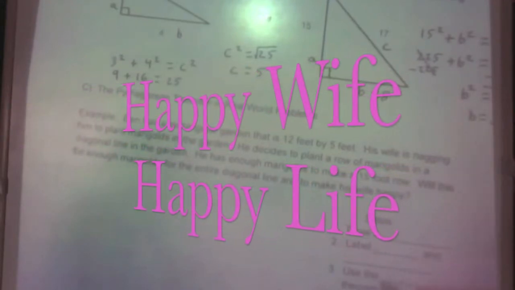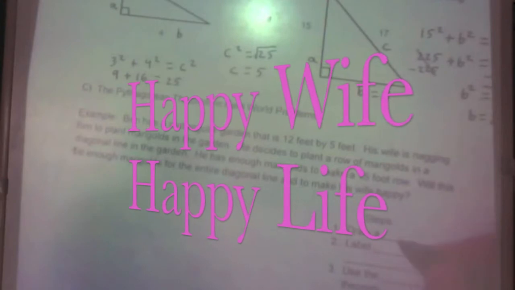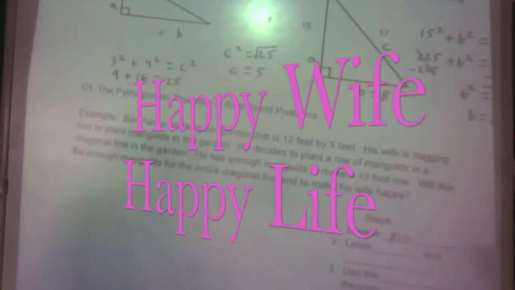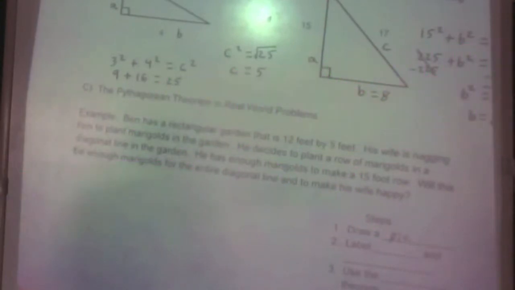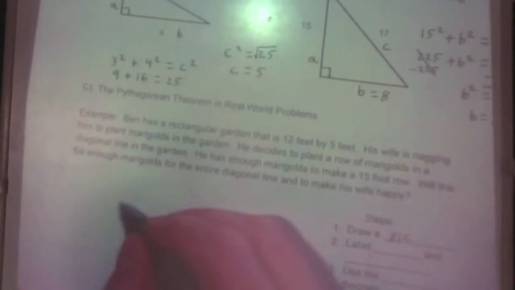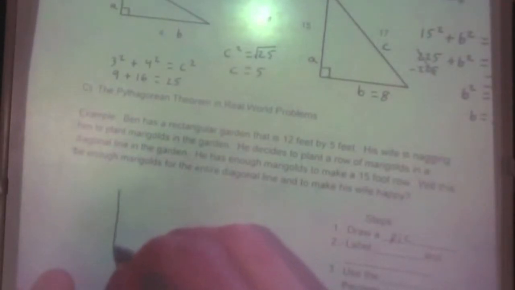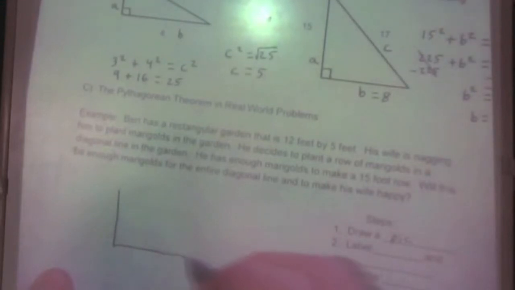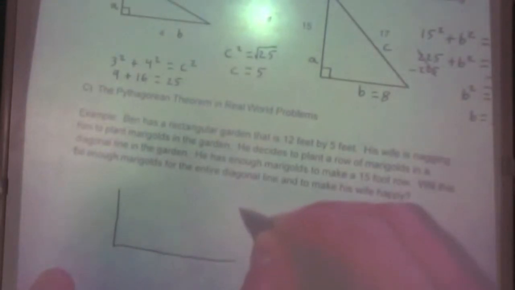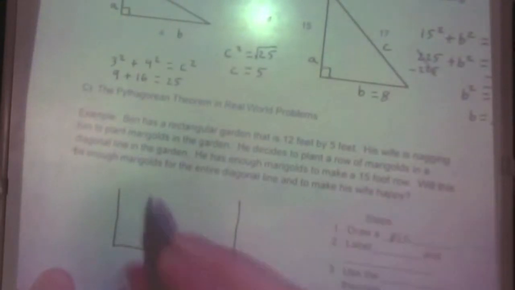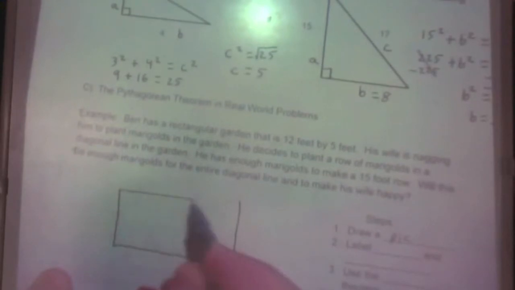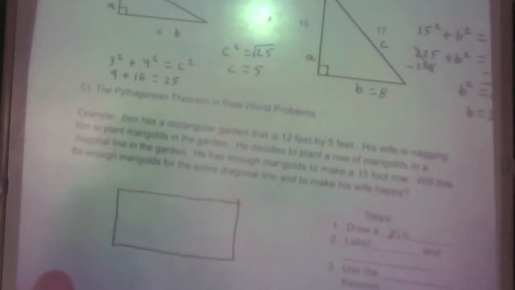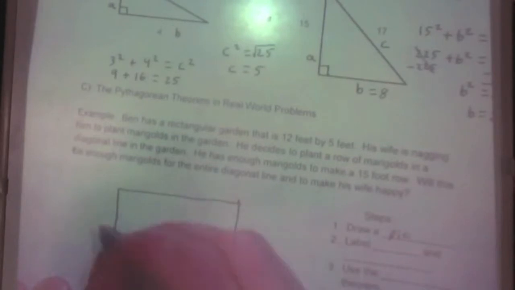So, step number 1. We are going to draw a picture so we can get a visual of what's going on. I'm a very visual person. I like to see what's happening. So let's draw this rectangular garden. That's a very nice rectangle, and we know that it is 12 feet by 5 feet.